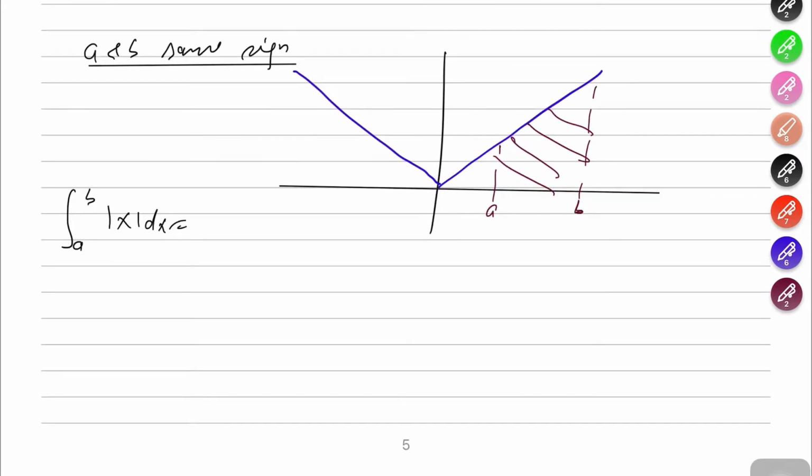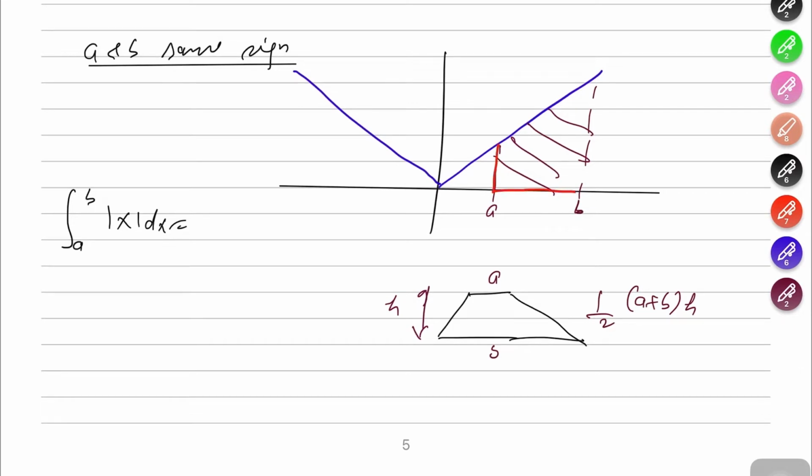Okay, and what is there? This is a trapezoid. So what is the area of a trapezoid? We know that the area of a trapezoid is half, into the sum of the parallel sides, into h. Suppose a and b are the parallel sides. So the area of a trapezoid is half of a plus b into h, where a and b are the parallel sides, and h is the distance between the parallel sides. That is the area of a trapezoid.